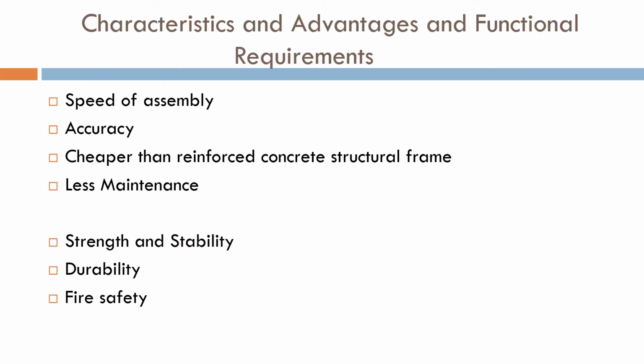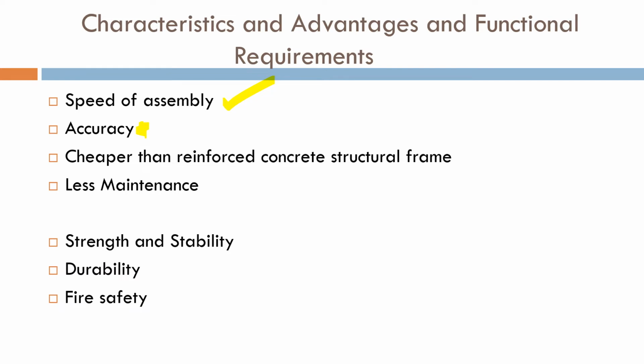Now the characteristics and advantages of functional requirements. The main good thing in steel structures is the speed of assembly. You don't need as much time as you need in casting RCC structures. There is accuracy. All the things need to be worked out before construction is started: the size of the member, the weight that it can carry, and all those things. Now, it is cheaper than a reinforced concrete structural frame in the longer run, as you need a lot of raw material to create reinforced concrete structural frames.